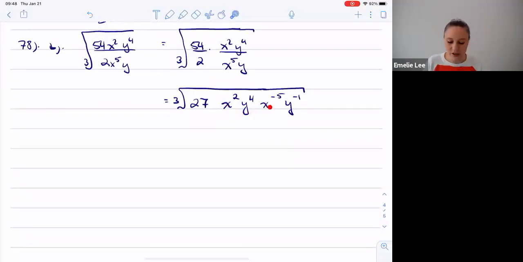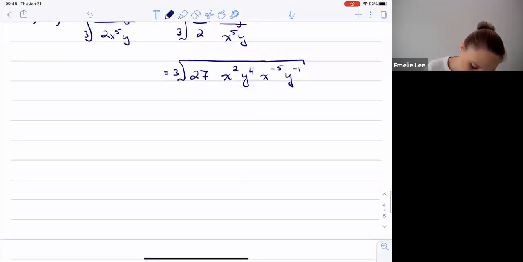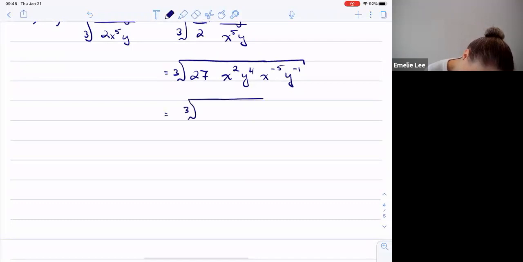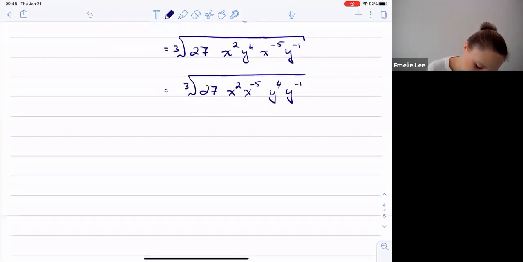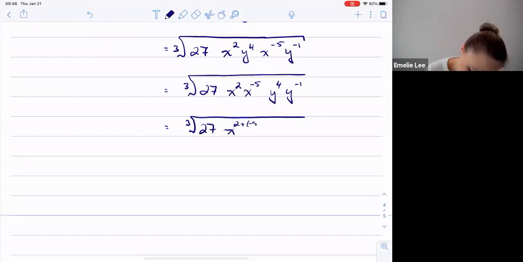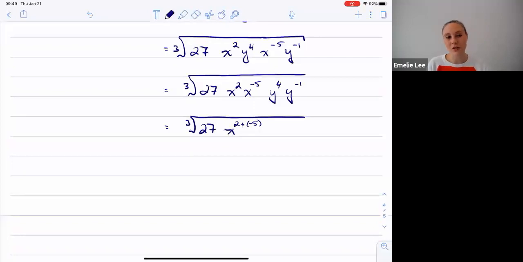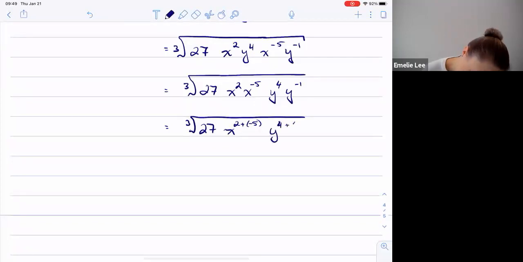Okay. Then I can collect like terms. Because I'm showing all my steps, I'm going to move them together first and then collect them, but you don't have to do that step. You can just go from here to here and then to the next step. The third root of 27 times x to the power of 2 times x to the negative 5 times y to the power of 4 times y to the negative 1. Okay, so now if you went straight to the next step, that's fine. The third root of 27 times x to the 2 plus, technically plus, negative 5, or if you just did 2 minus 5, that's totally fine. Y to the 4 plus negative 1.